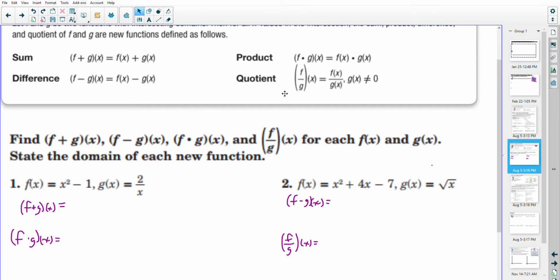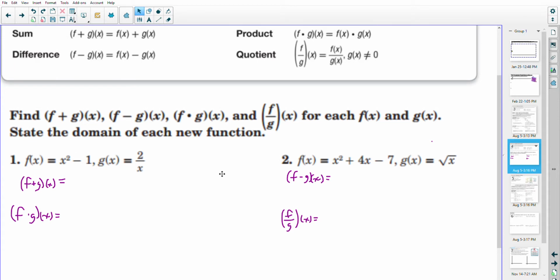One thing that you should know is that if you have a quotient of functions, your denominator cannot equal 0. So there may be a domain that's going to be affected.